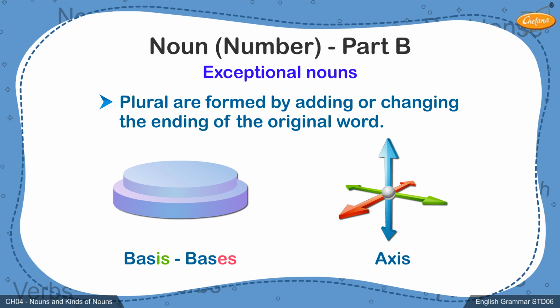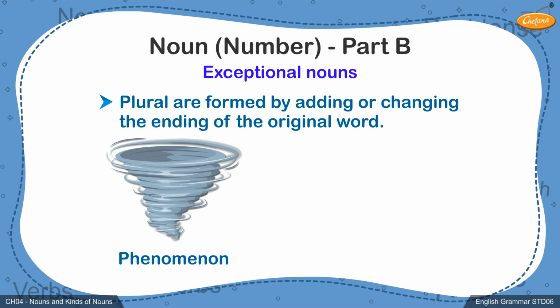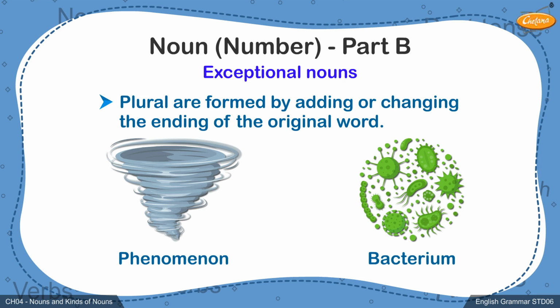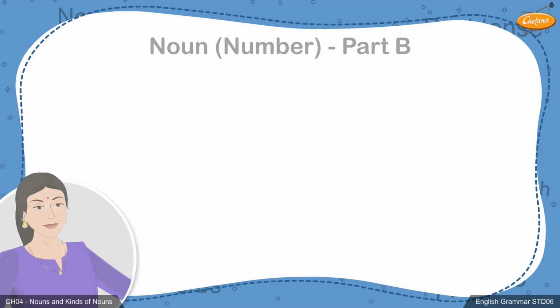Basis, bases. Axis, axes. On the other hand, plural forms of words like phenomenon or bacterium require the deletion of certain letters at the end and replacing them with other letters. For example, phenomenon, phenomena. Bacterium, bacteria. Such cases of exceptional nouns and their respective plural forms must be remembered.